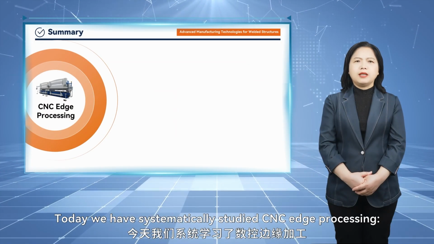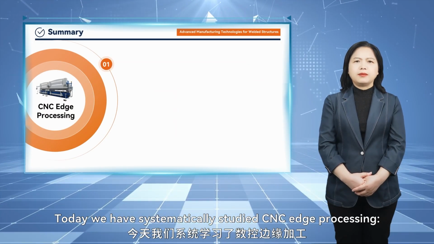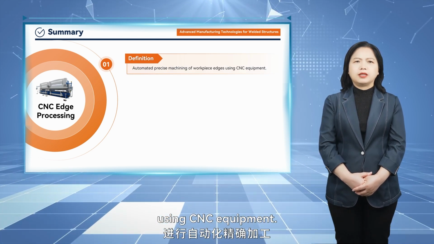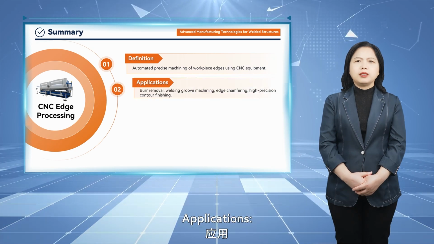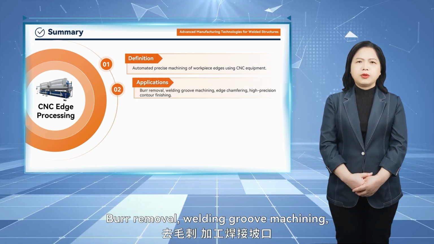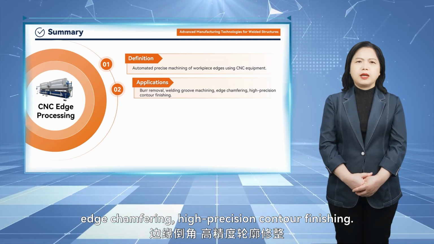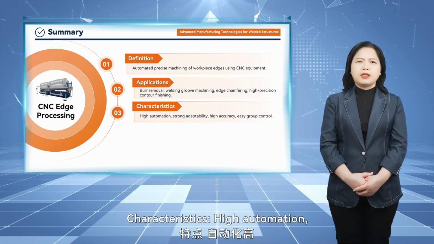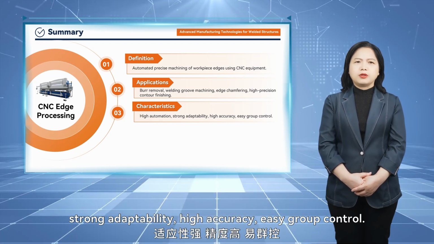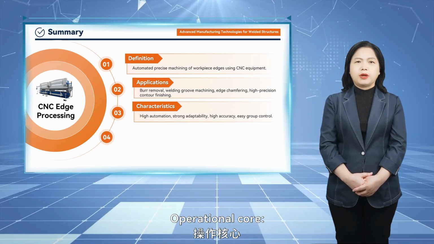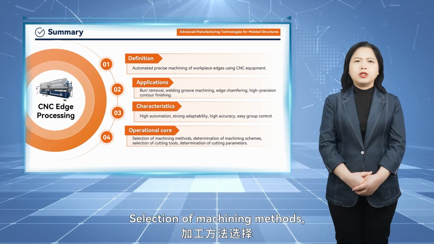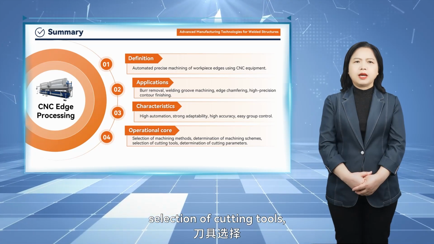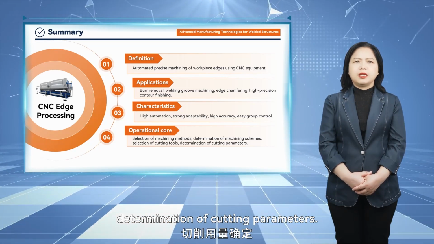Today we have systematically studied CNC edge processing. Definition: automated precise machining of workpiece edges using CNC equipment. Applications: burr removal, welding groove machining, edge chamfering, high precision contour finishing. Characteristics: high automation, strong adaptability, high accuracy, easy group control. Operational core: selection of machining methods, determination of machining schemes, selection of cutting tools, determination of cutting parameters.